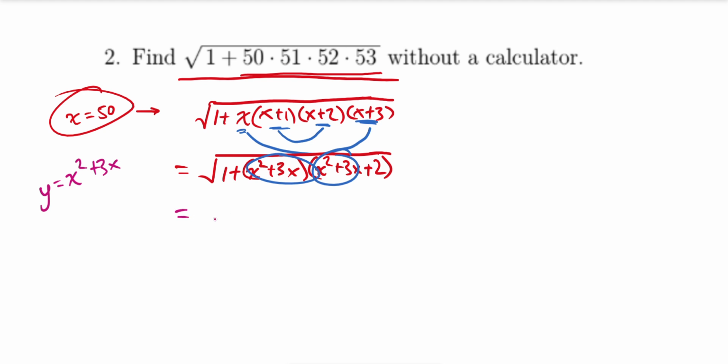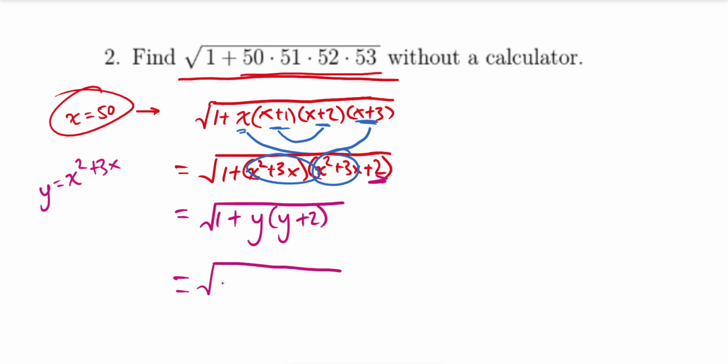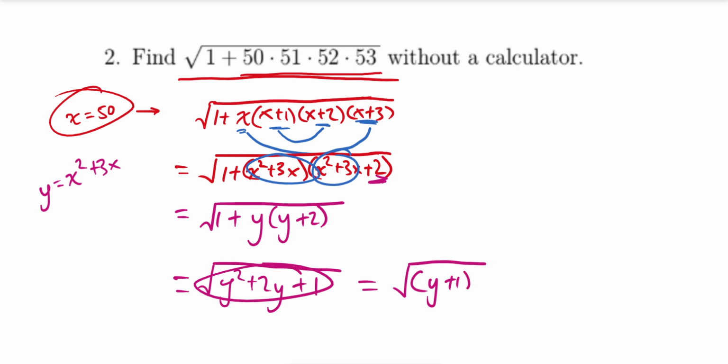So what does that give us with the new variable? Well, it's just 1 plus y times y plus 2, because we have the 2 here. Now, a quick simplification, you just get y squared plus 2y plus 1. And guess what? That is the square of the binomial y plus 1. So what you end up with is just y plus 1. Back substituting, y plus 1 is x squared plus 3x plus 1.